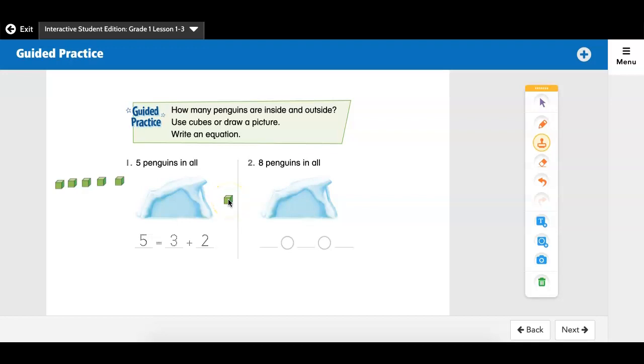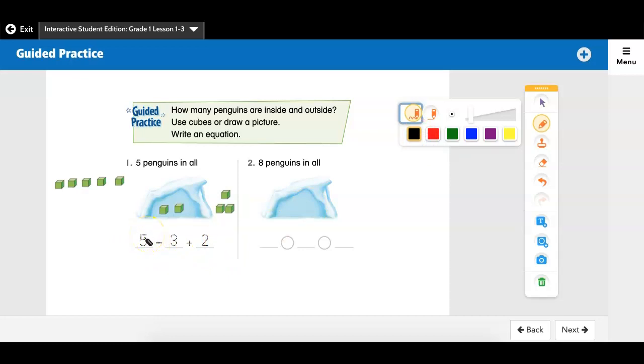So if I have 5 penguins in all, I could put, let's see, 1, 2 penguins in the cave, and 1, 2, 3 outside of the cave. I could do that. So if you look down here, our equation statement is already filled in.